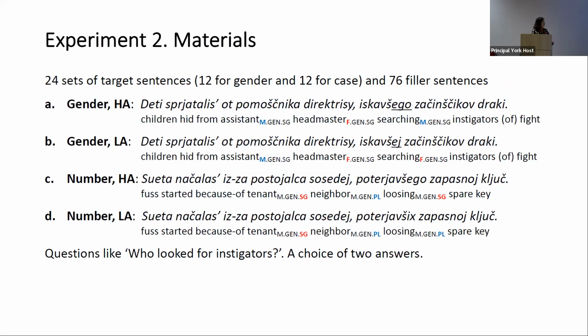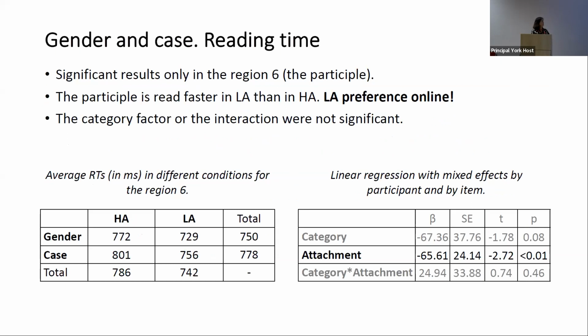In experiment 2, we had similar conditions, but not with gender and case, but with gender and number, again, the high attachment and low attachment versions of the experimental sentences. And every sentence, both experimental and filler, was followed by questions. So now let me show what we got.